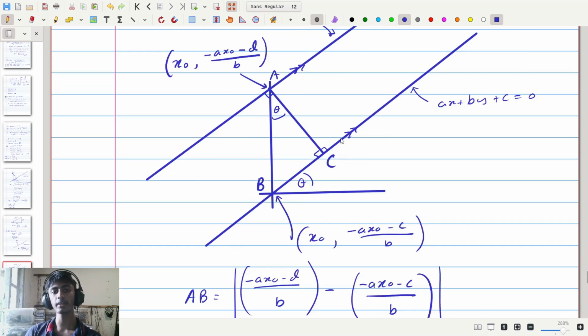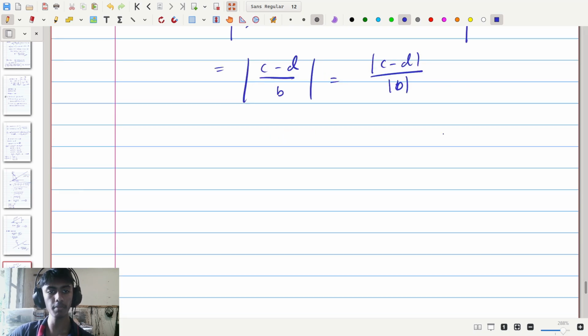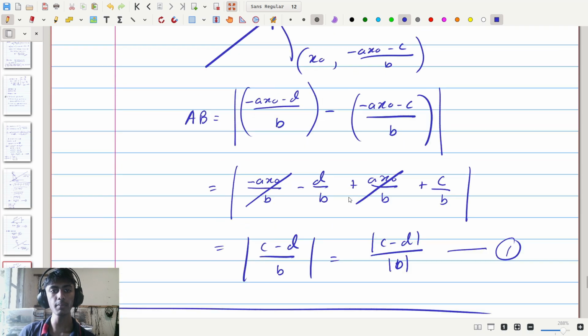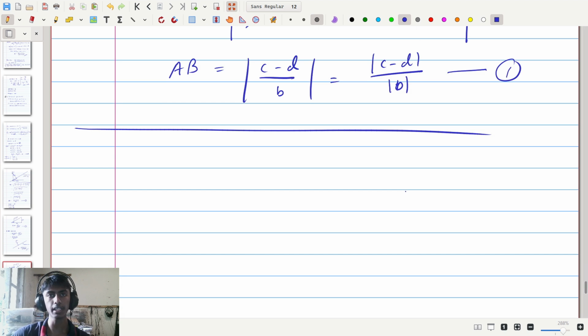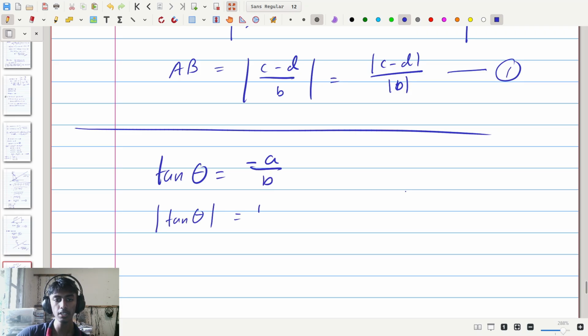Once again, by considering what the tangent of theta is, we know that the tangent of theta is negative a divided by b. So writing that separately, we can call this equation 1. We know that the AB length is equation 1, and considering the tangent of theta separately, tan theta is negative a divided by b. So the absolute value of tan theta is going to be the absolute value of a divided by the absolute value of b. Therefore, the tan of the absolute value of theta is the absolute value of a divided by the absolute value of b.